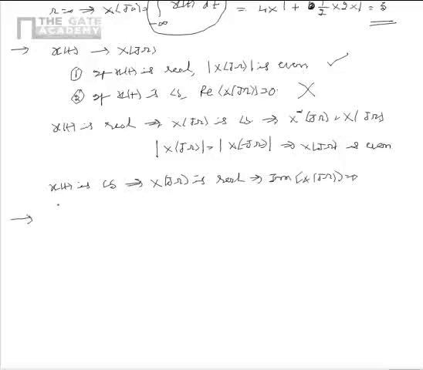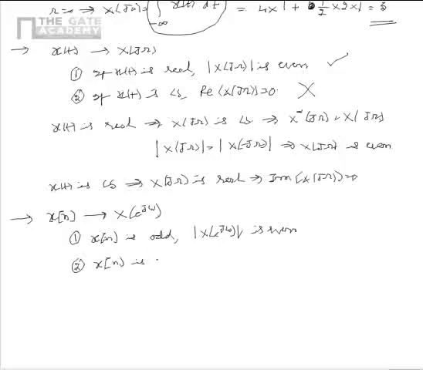Now let us consider another problem related to a discrete time non-periodic signal x of n, which has a DTFT of X of e power j omega. There are two statements given. Statement 1 is that if x of n is odd, then the magnitude of X of e power j omega is even. And statement 2 is if x of n is conjugate skew symmetric, then the real part of X of e power j omega is 0. We have to find which of these statements are correct.